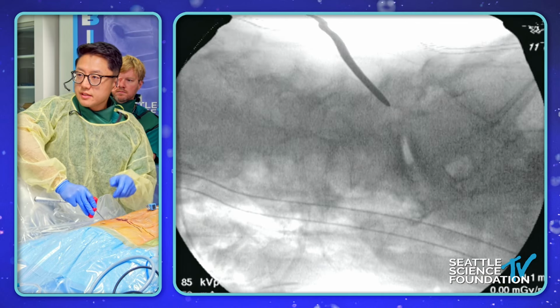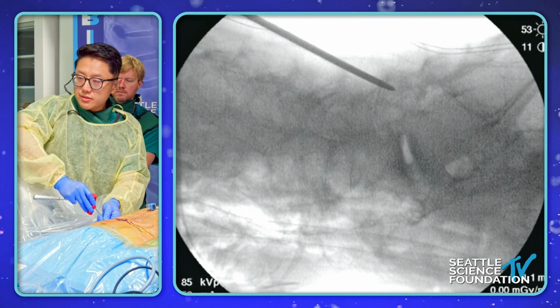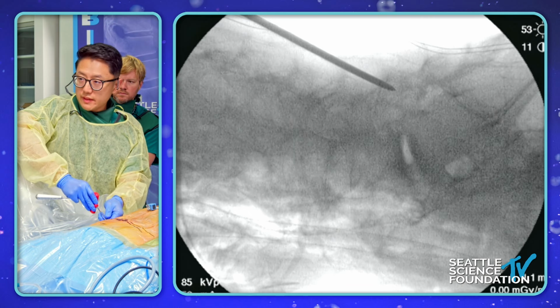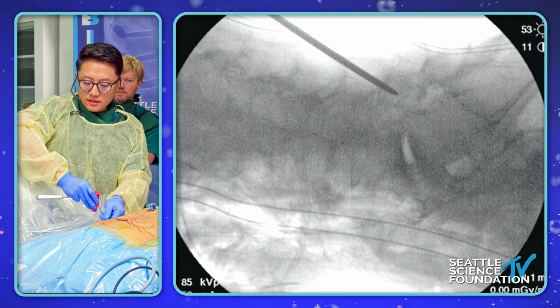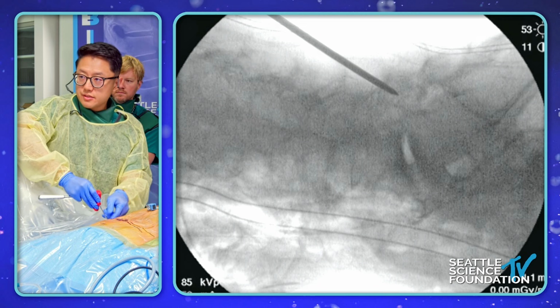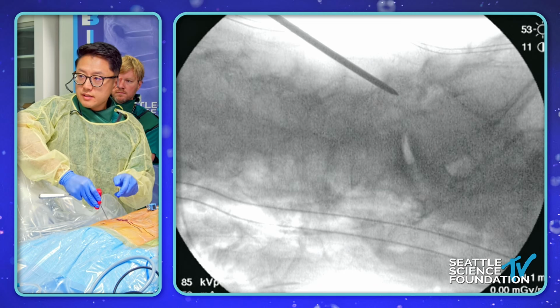That's okay. Let's see a shot there. So what I'll do instead is I'll target more on the actual pedicle. So let's take a shot there. Okay. One more shot there.